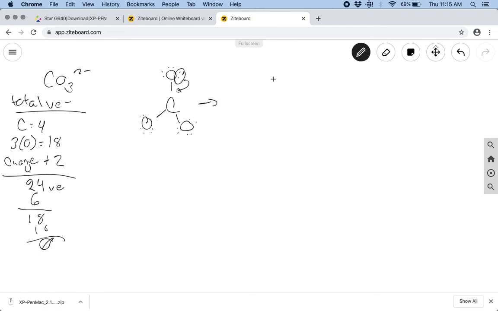So when I do that, I end up with an oxygen that looks like this: 2 bonds, 2 lone pairs. Hey, that oxygen's probably pretty happy. And then I have 2 oxygens down here that have 3 lone pairs and 1 bond.